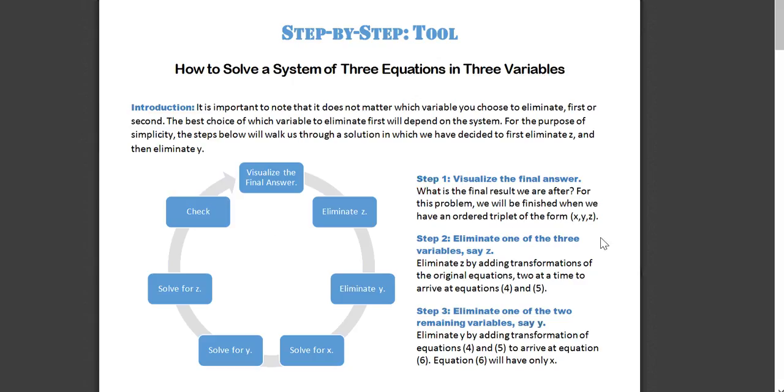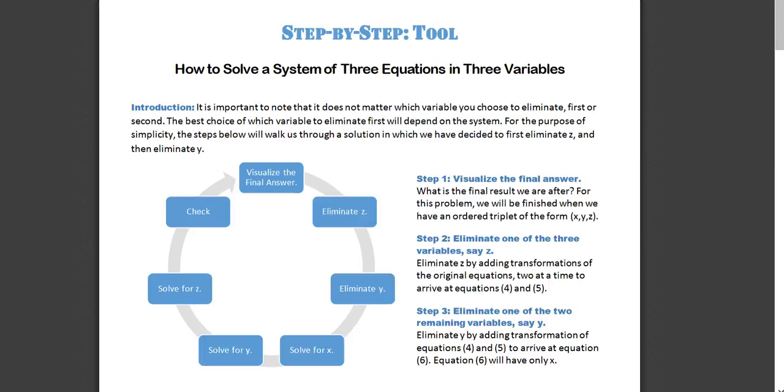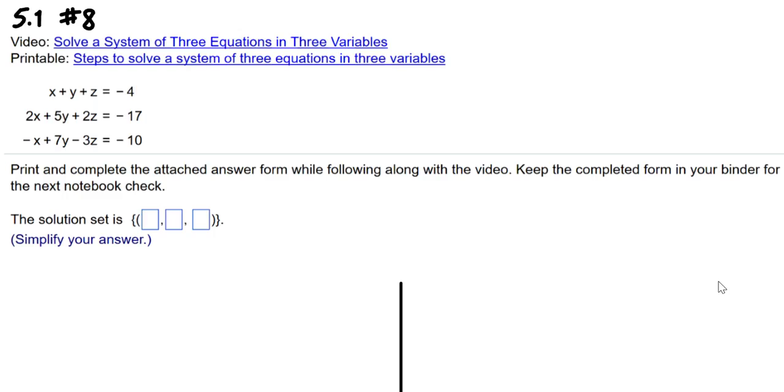First of all, visualizing the answer. I know I want an ordered triplet, XYZ triplet. Then, to get started, I'm going to get rid of one of the variables. I'll start with z. And the way that I'll do that is using pairs of the three equations I have to make fourth and fifth equations, which will be a system of two equations in two variables. And then I will use that to eliminate again, so I'm down to one missing piece. Once you have only one unknown, it's easy to solve for. So let's get started. It's much easier when you can see all the steps instead of me just talking.